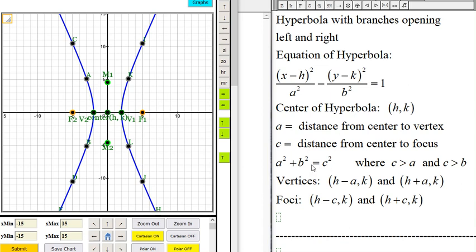And then B is the distance from center to M1. The relationship between A, B, and C this time is A squared plus B squared equals C squared. So for the hyperbola, C is the longest, whereas for the ellipse, A is the longest. The two vertices are located at (H minus A, K) and (H plus A, K). And the two foci are located at (H minus C, K) and (H plus C, K).